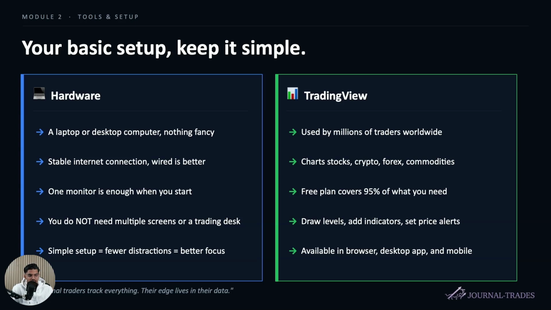The next thing is TradingView. This is a part of the software that you need to use. It's used by millions and millions of traders worldwide. It's one of the most advanced things that you can do your market analysis on. It is used to see the charts for stocks, crypto, forex, commodities, anything you can trade, you can find on TradingView. And the free plan covers about 95% of what you need. The only downside is that you would have advertisements, and you cannot place enough alerts if you are trading multiple assets. But to get started, the free plan is just fine.